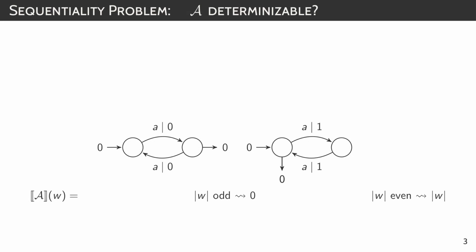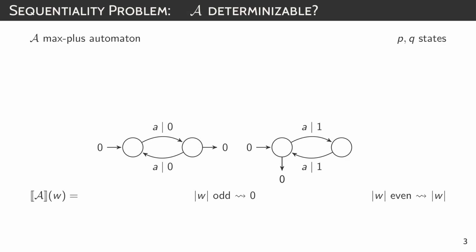So this automaton is unambiguous. Every word of odd length has to be read in this part of the automaton, and every word of even length has to be read in this part of the automaton. So for every word, there's at most one valid run. However, we have 2 initial states, so clearly this automaton is not deterministic. In fact, this automaton cannot even be determinized, and we'll have a look at why this is the case.